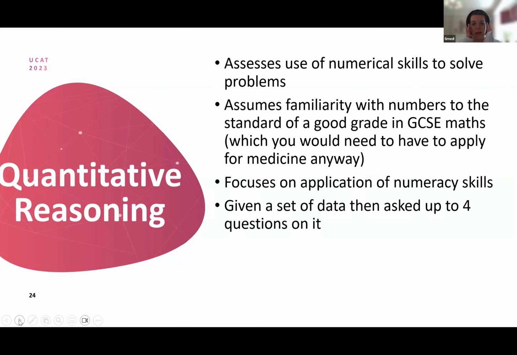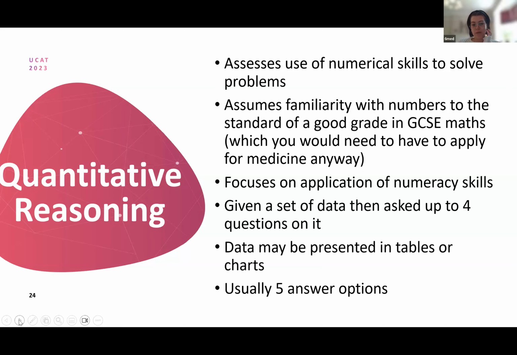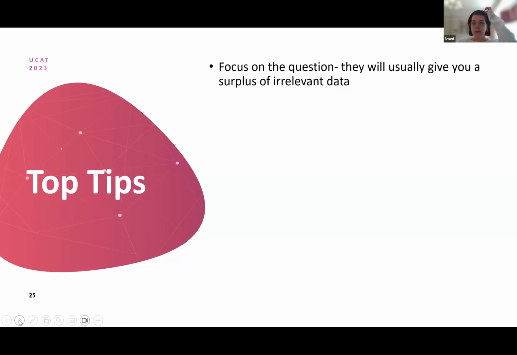And then you'll be given a set of data, similar to those past couple of topics, and then you'll be asked a few questions on that data set, and you also might have to read off charts and tables. So focus on the question. With this one, I actually would recommend reading the question first, because in quantitative reasoning they give you these massive tables and massive graphs where you really only need to look at three of the boxes from the table. They give you all of this irrelevant data to try and throw you off and waste your time. So read the question and figure out what you need to do and what you need first.